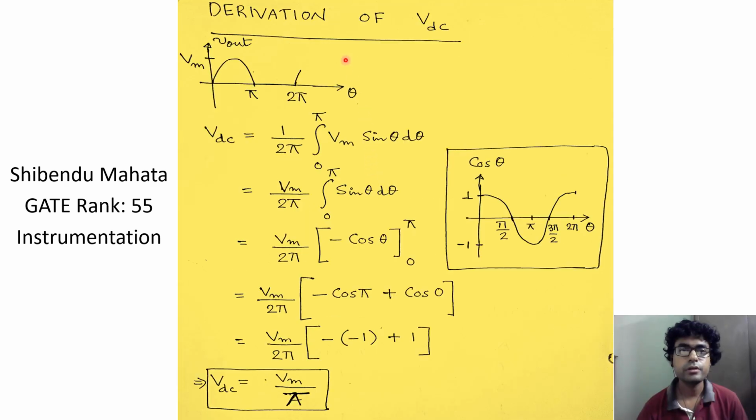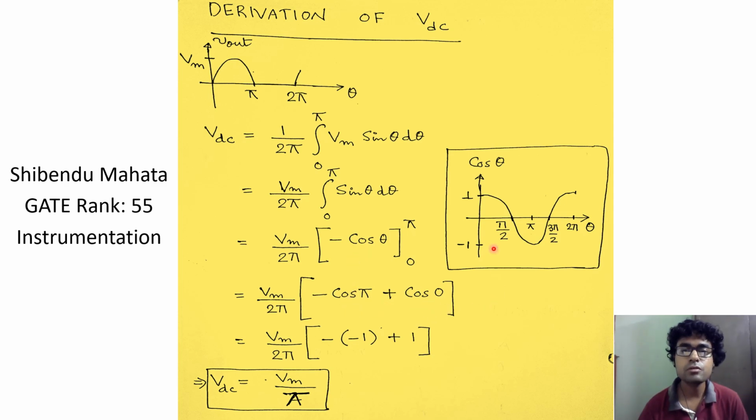So let's start with the derivation of the average value or the DC value. And what we find here is that this is simply equal to the area under the curve over the time period. So the time period over here is 1 by 2 pi, and the area of the curve is the integral from 0 to pi of Vm sine theta. So integration of 0 to pi Vm sine theta d theta, and therefore we can take Vm out of this integral, and integration of sine theta is negative of cosine theta, and then we have negative of cosine pi and then cosine 0.